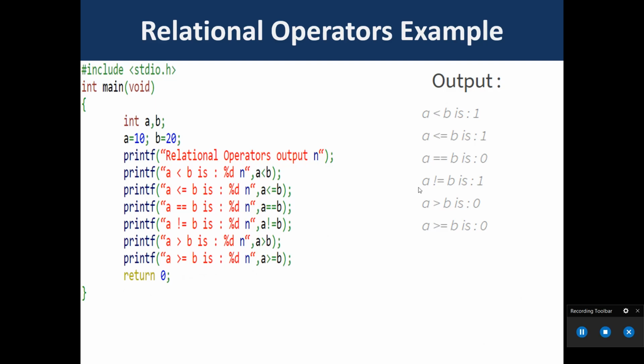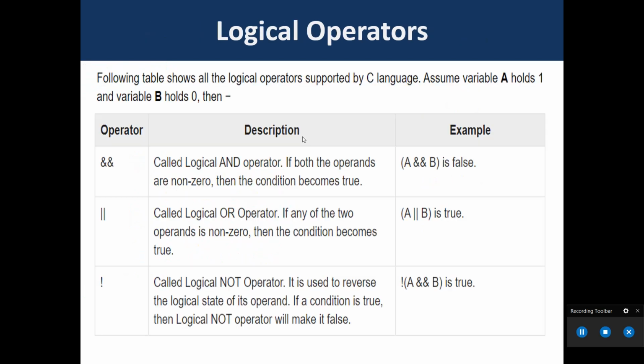Then the above example output will be displayed: a less than b is 1, a less than or equal to b is 1, then a is equal to b is 0, then a is not equal to b is 1, then a greater than b is 0, then a greater than or equal to b is 0.